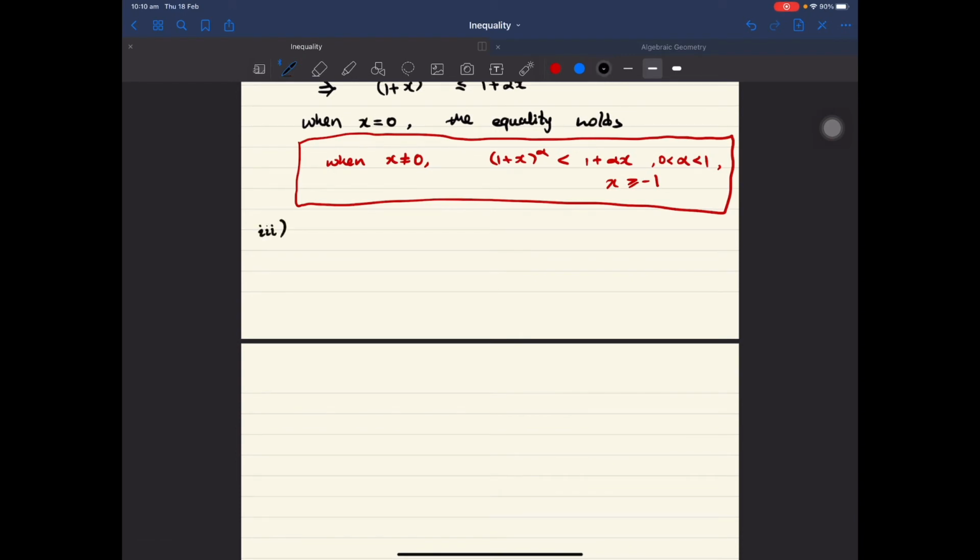The third one, we assume that 1 + alpha x is less than 0, and since x is greater than or equal to minus 1, therefore 1 + x is greater than or equal to 0, therefore (1 + x)^alpha is greater than or equal to 0, which is greater than 1 + alpha x. So the third case actually is the obvious case.